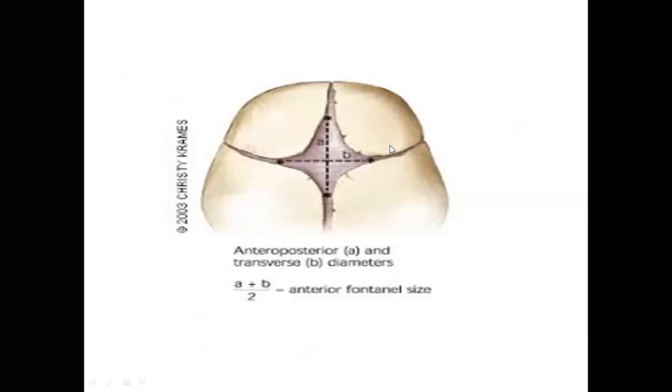This is the anterior fontanelle. It is a rhomboid or diamond-shaped structure, and it usually ranges from 1.5 to 3 centimeters. It's 2.5 centimeters, and it is usually measured like this. So that is the shape and size.